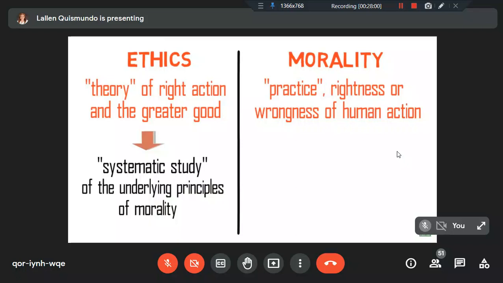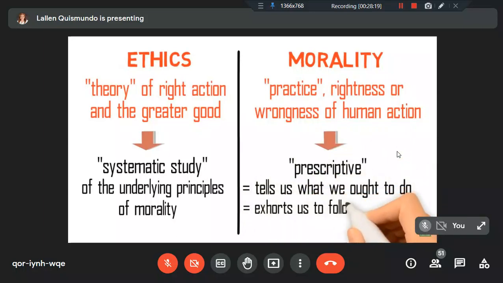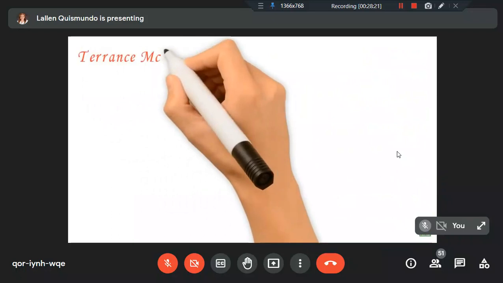Hence, it is interested primarily in the illustration of a more general problem, the examination of underlying assumptions, and the critical evaluation of moral principles. Morality, on the other hand, is more prescriptive in nature. It tells us what we ought to do and exhorts us to follow the right way.